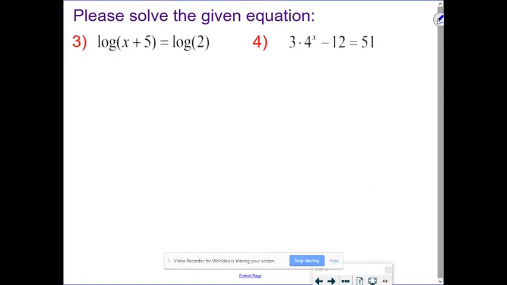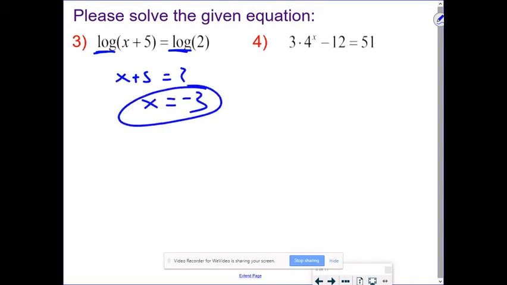So, taking a look at the next one here. In this one, both of them are log. So I have log of something equals log of something. That means the insides have to be the same. So x is negative 3.